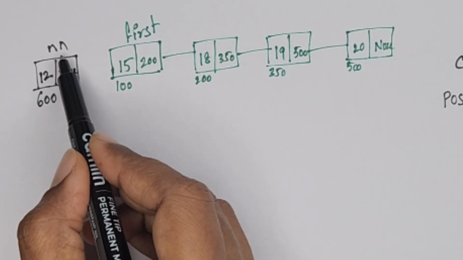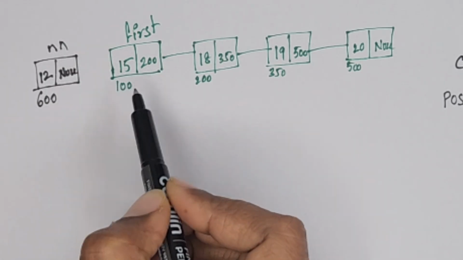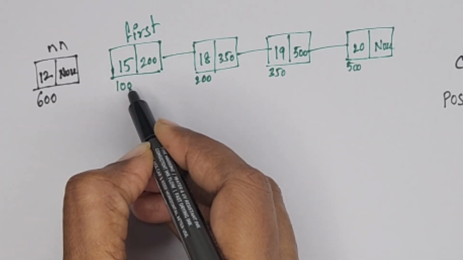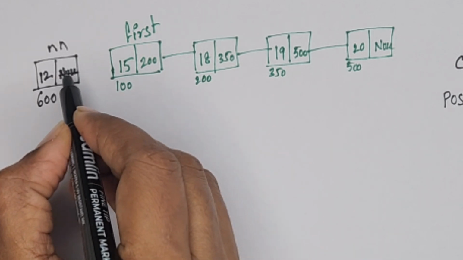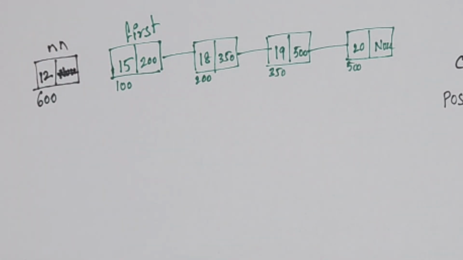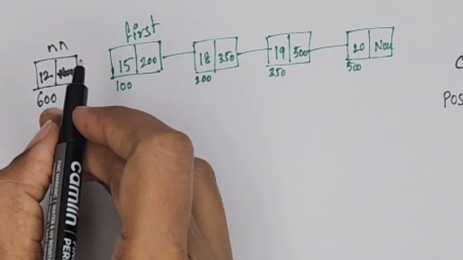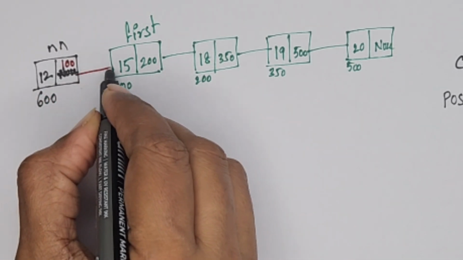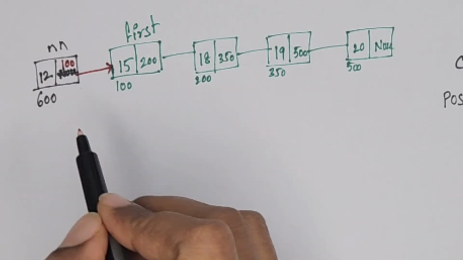How to add the new node? Now new node of next becomes first. Okay, new node of next equals to first. First means 100. So in place of null, it will assign what? It will assign 100. New node of next is 100. Like this, before first we can add a new node.